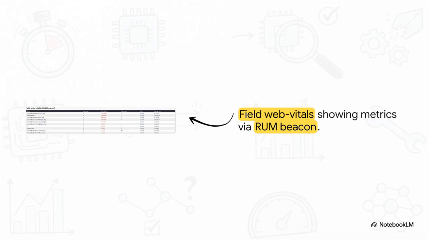So you aren't just guessing how fast a page should be in some perfect lab setting anymore. You're seeing exactly how fast it actually is out in the real world, complete with clear, color-coded thresholds.